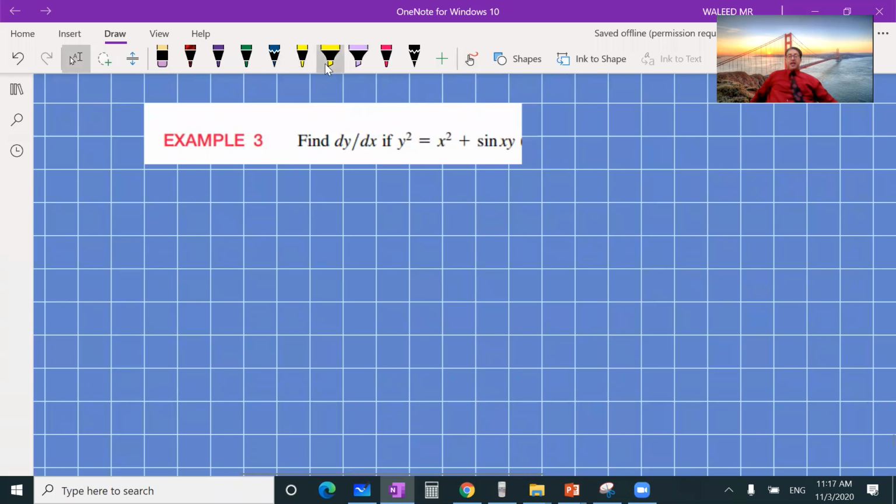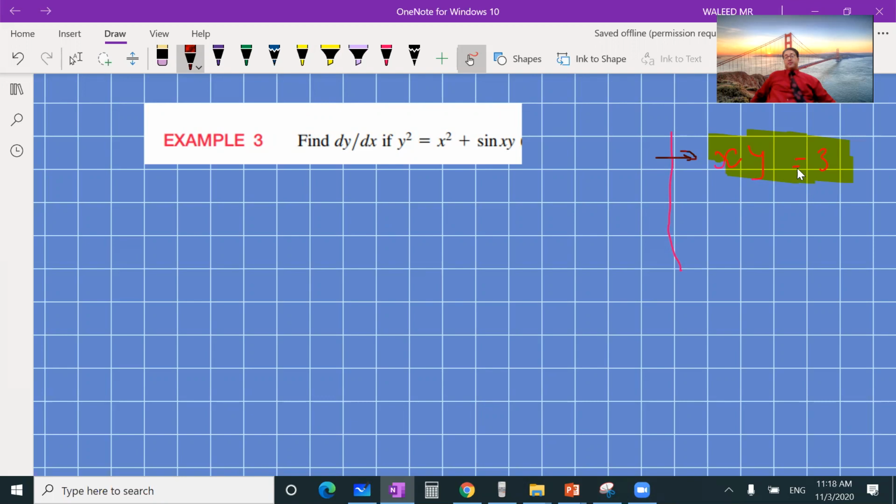I'm going to solve it as it is. But please, who can determine the derivative of xy first? xy equals 3. Who wants to solve this problem? xy equals 3.